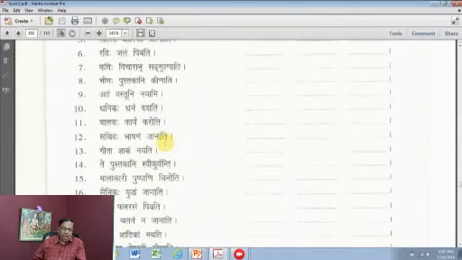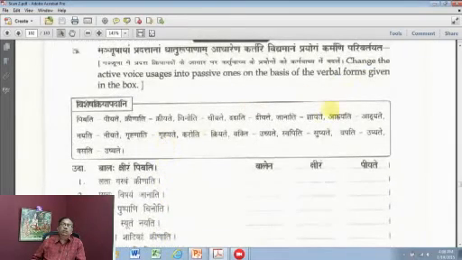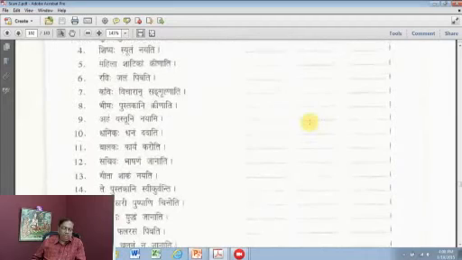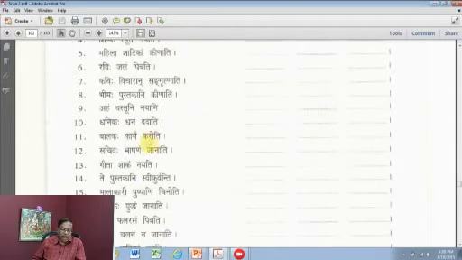12. Sachivaha bhashanam janati. Sachivena bhashanam jnayate. Janati, where is it given? Yes. First line. Janati becomes jnayate. Sachivaha bhashanam janati. A minister knows speaking. Speaking is known by the minister. Sachivena bhashanam jnayate. 13. Gita.